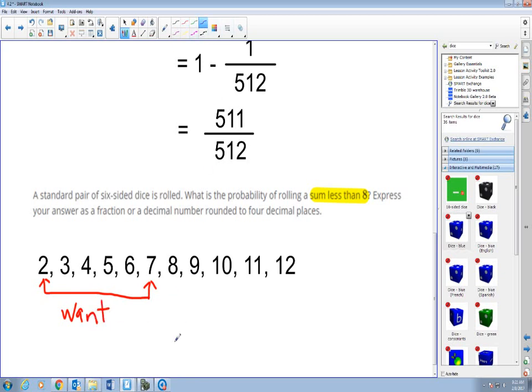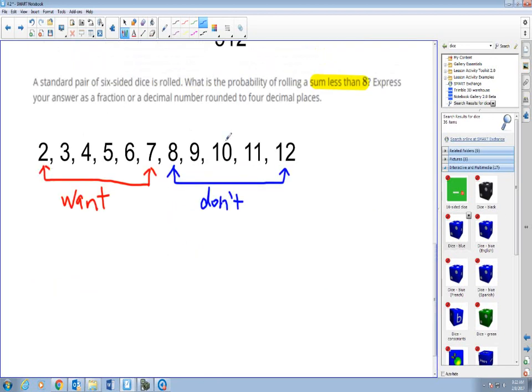Alright, what I don't want is 8 all the way through 12. So we can tackle this from 2 different directions. We can figure out exactly what I want directly, or I can figure out what I don't want directly, then subtract it from 1 using the complement rule. Alright, so if I want to do it directly, a sum of 2 you can roll only by rolling a 1 and a 1. So let's figure out this directly.